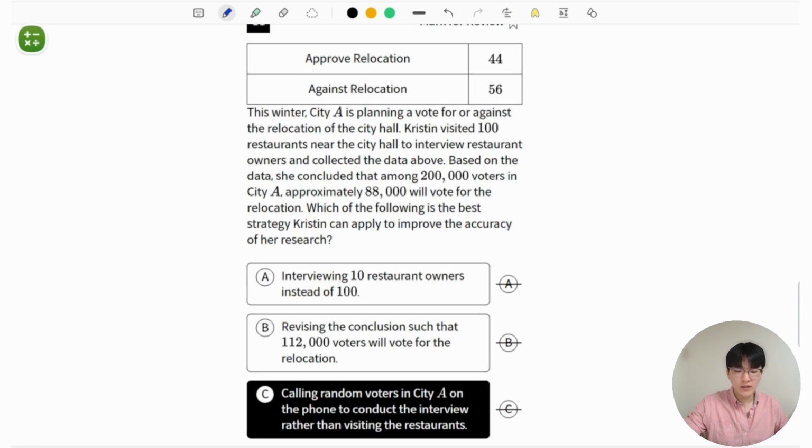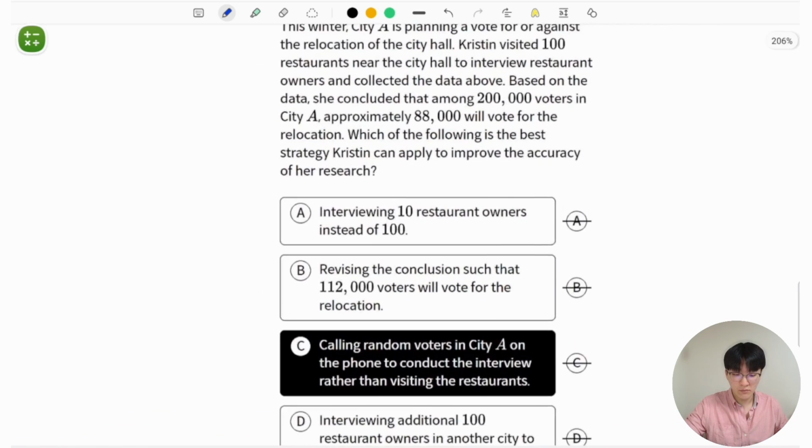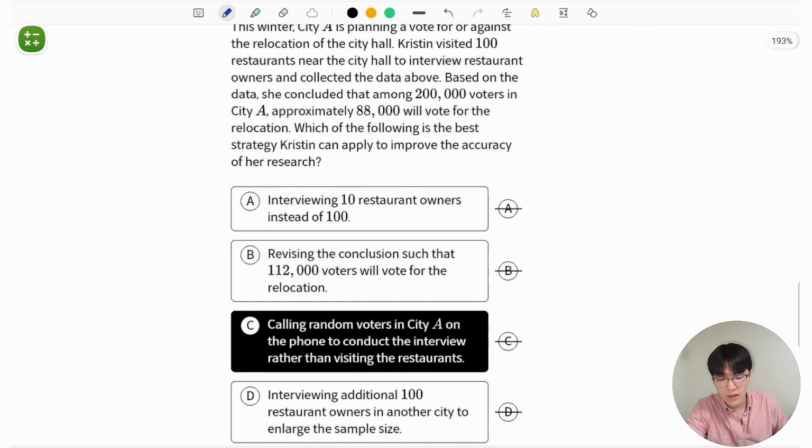So let's take a look at the answer choices and see what we can eliminate. Answer choice A, interviewing 10 restaurant owners instead of 100. If your idea is to improve the accuracy, pulling the numbers down for the number of samples we get is always a bad idea. We want more data. More is better in this situation.